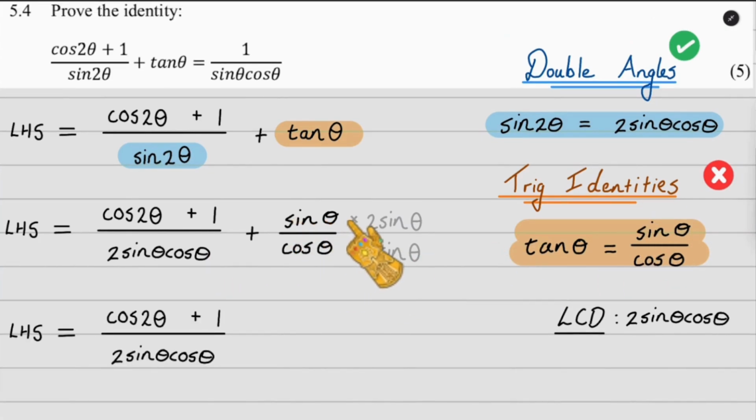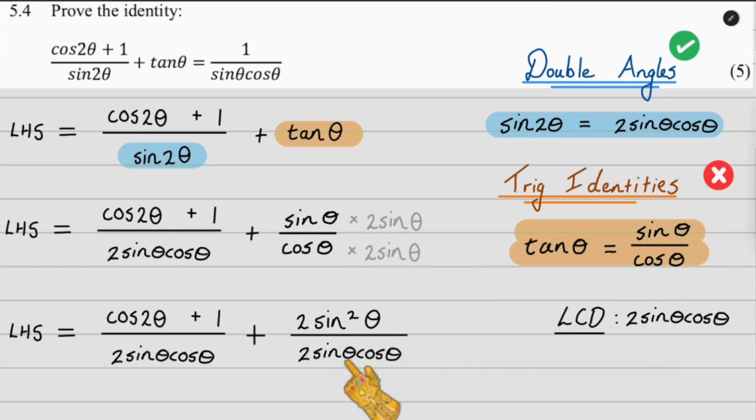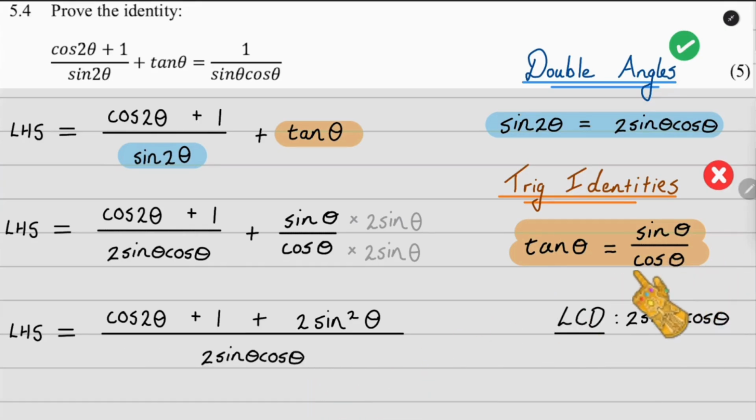And then sine theta times 2 sine theta. 2 times 1 is just 2. And sine theta times sine theta is sine squared theta. And then at the bottom, cos theta times 2 sine theta will give us 2 sine theta cos theta, which was part of our plan the entire time. And now we've got both fractions over the LCD. So we kind of morph them into one fraction like this. And you want to get comfortable enough to do that all in one step. So yeah, basically there's our LCD sorted out.